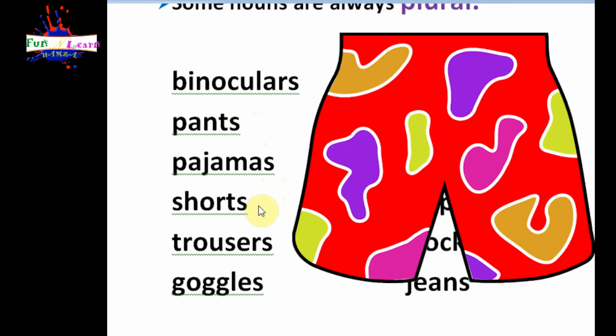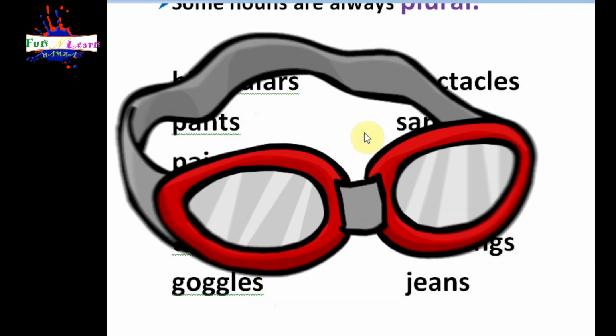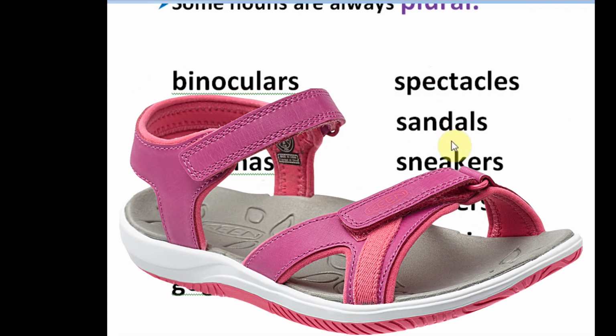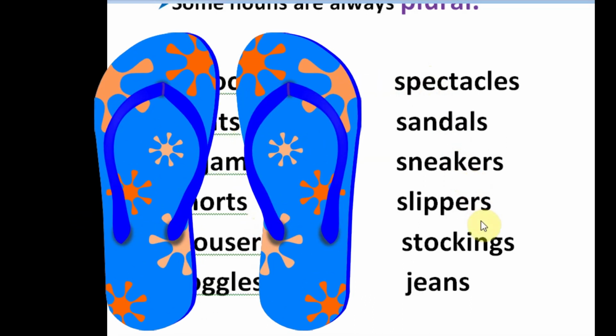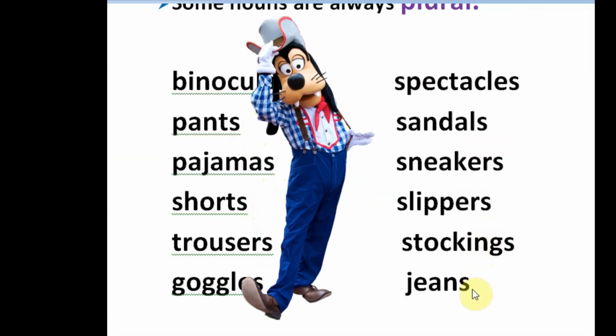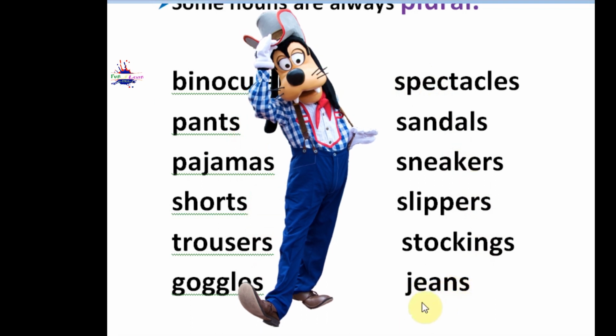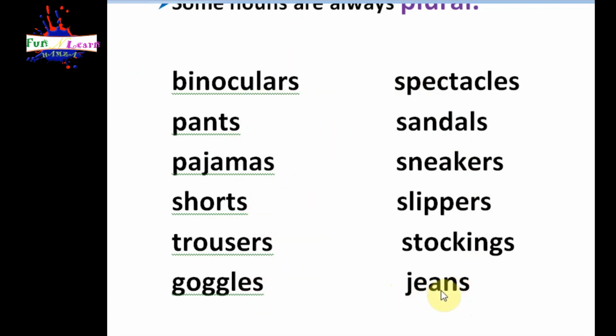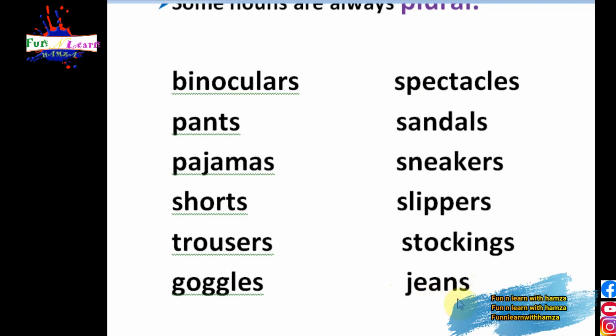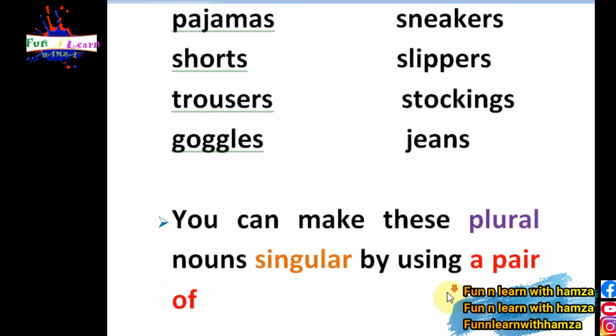Pajamas, shorts, trousers, goggles, spectacles, sandals, sneakers, slippers, stockings, jeans. Again, even if you're talking about one jeans, you will not say jean. It is always spelled with an S at the end. Jeans, a pair of jeans, three pairs of jeans, but it will always remain jeans.